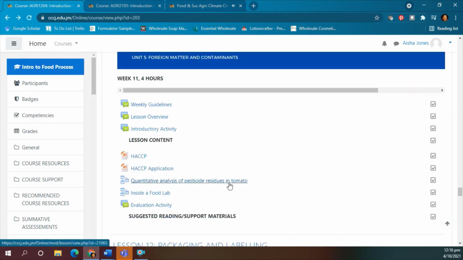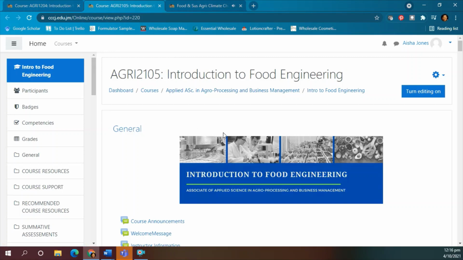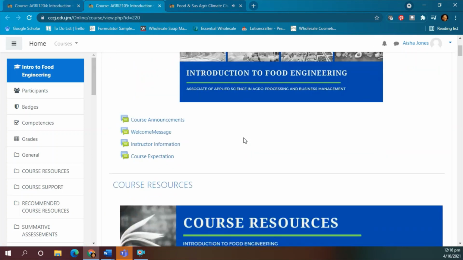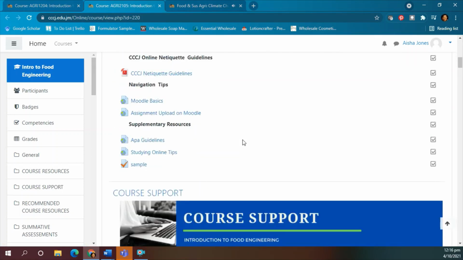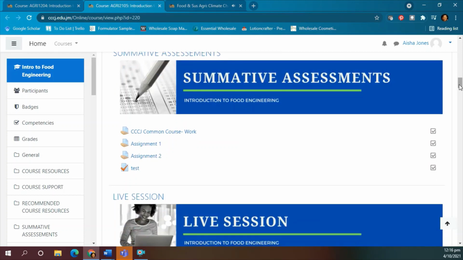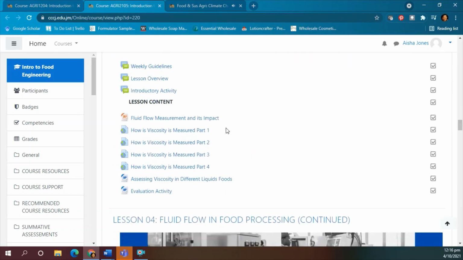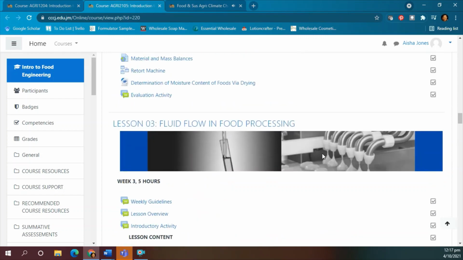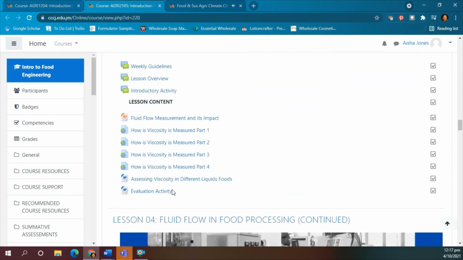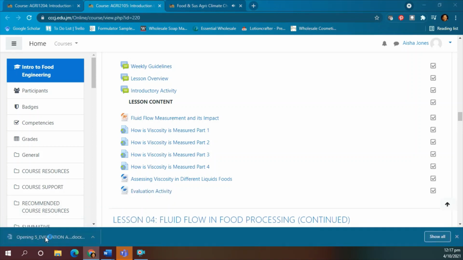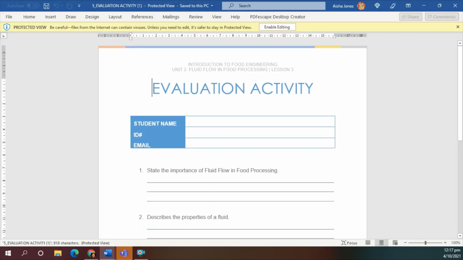And then as a last example, we have worksheets. Let's look at Introduction to Food Engineering. And worksheets are essentially Word documents that students can go into, and they can put in their ideas or their answers, and then they can submit that back to you. So here is an example from lesson 3, which looks at fluid flow in food processing. We will click on the evaluation activity. The evaluation activity will be downloaded for the students.